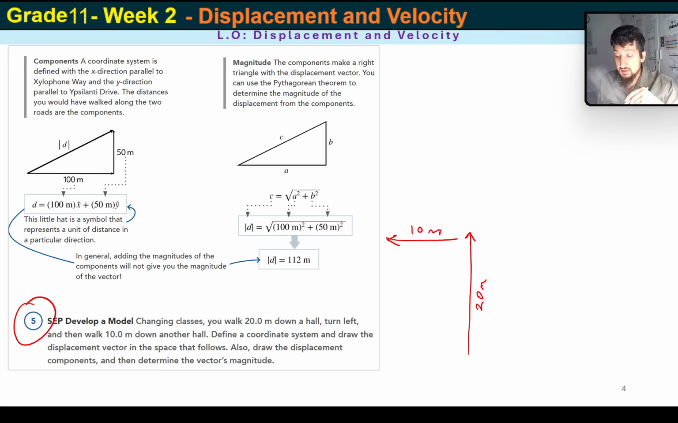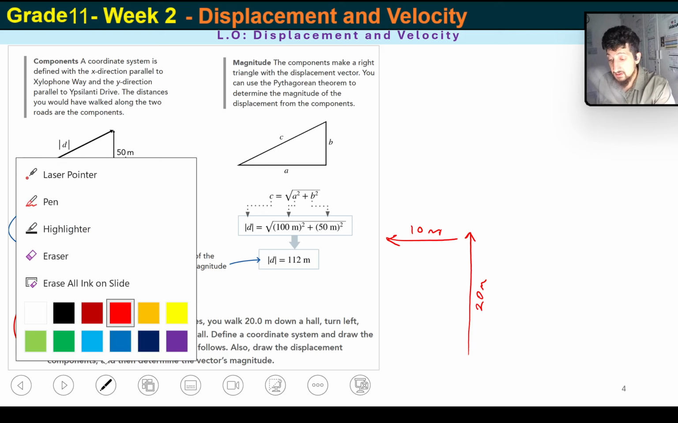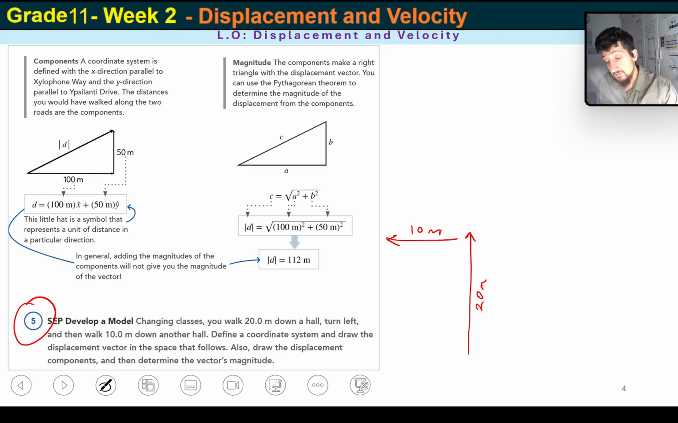Define the coordinate system and draw the displacement vector in the space that follows. We've gone 20 meters north and 10 meters down another hall. Well, it doesn't say 10 meters left, but assuming it is, we have another triangle. So obviously the displacement is going to be the shortest distance between the beginning and the end. So it's going to be this here. That's going to be the displacement.